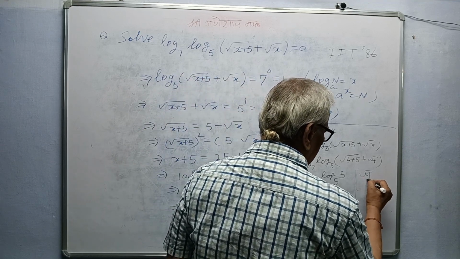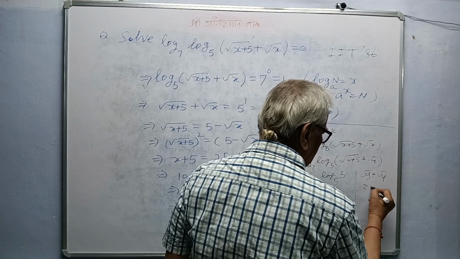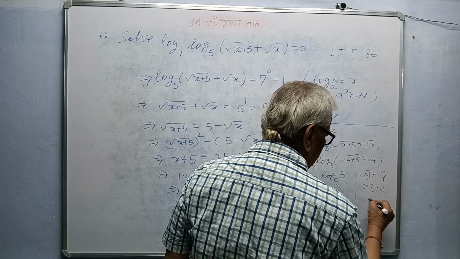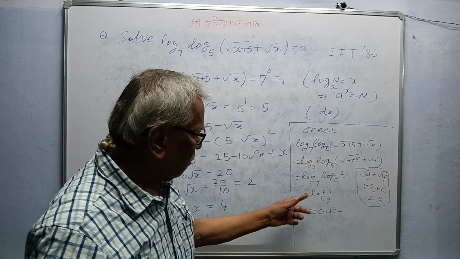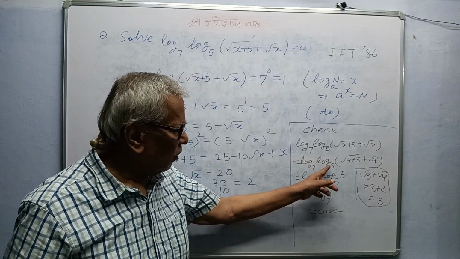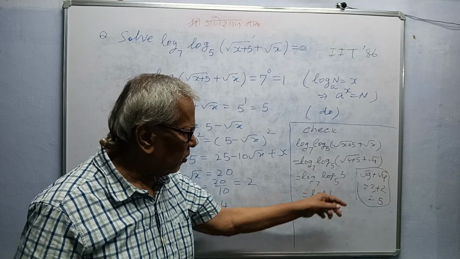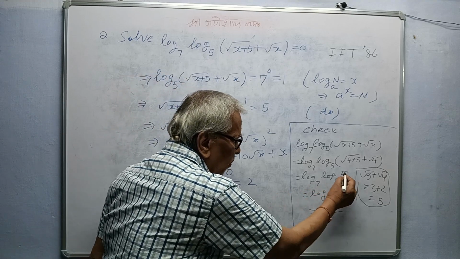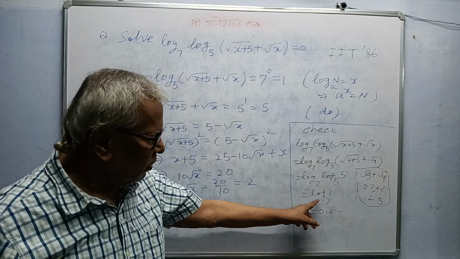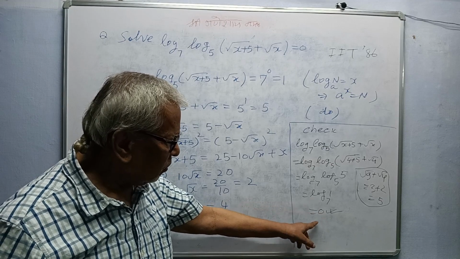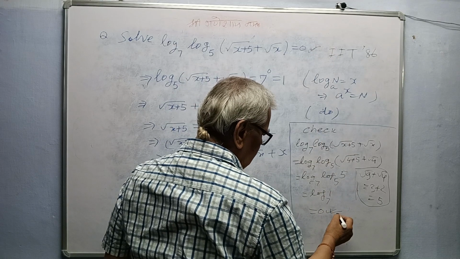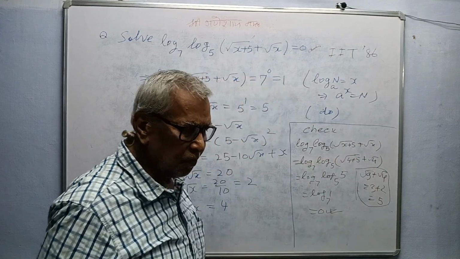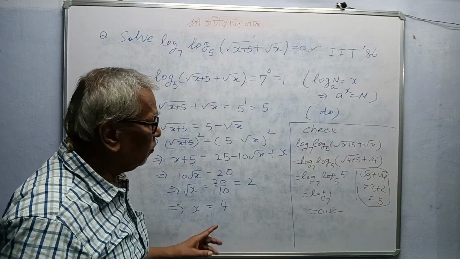So this is root 9 plus root 4. So this is 3 plus 2, which is equal to 5. So this is equal to log to the base 7 of log 5 to the base 5. This is 1. So log 1 to the base 7, and log 1 is 0. So this is 0, and here also 0. So this satisfies this equation. So the answer is x is equal to 4.